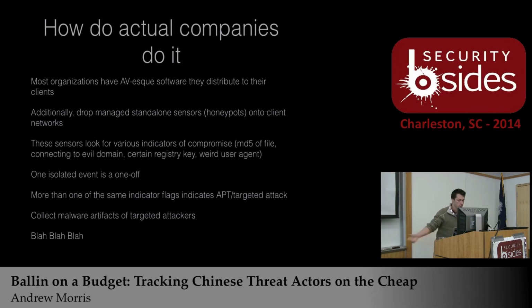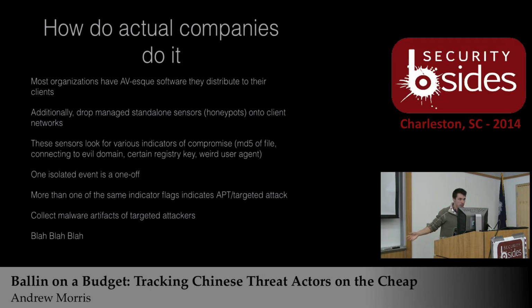How actual companies do it, by the way, like people who aren't just random security dudes doing presentations: most organizations have antivirus-ish software that they install on their clients' machines, and they drop managed little honeypots in the networks and stuff like that. And then the sensors look for indicators of compromise, IOCs, if you've ever heard that before. That can be anything from the MD5 of a file that's known to be evil, or connecting to an evil domain that only is going to be connected to by malware, or registry keys or user agents or anything like that. There's a ton of different flavors that indicators of compromise can come in.